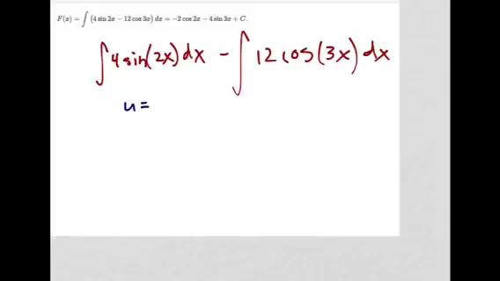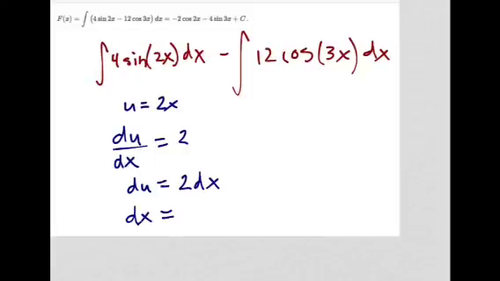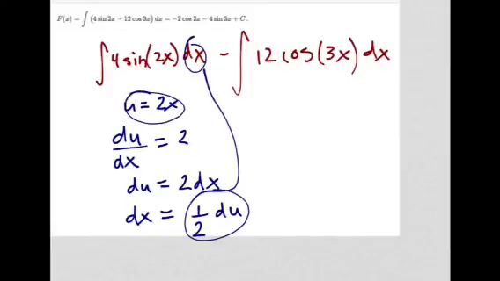Then I'm going to say u equals 2x, and I'll take the differential of both sides, du. Usually we do du dx, and I'll never do this again, but du dx would be just regular 2. Then I multiply both sides by dx, so I get du equals 2 dx. Then I solve for dx to get 1/2 du. So I'm going to replace dx with 1/2 du, and I'm going to replace 2x with u.